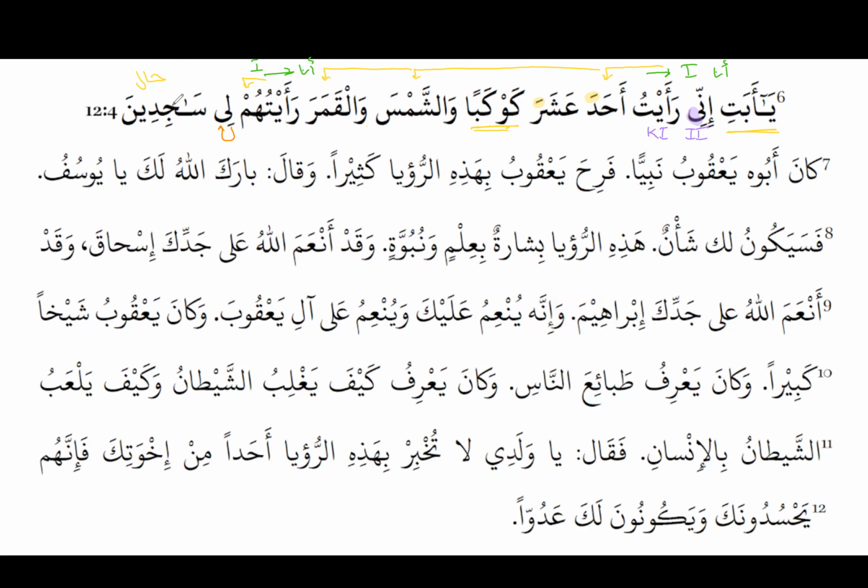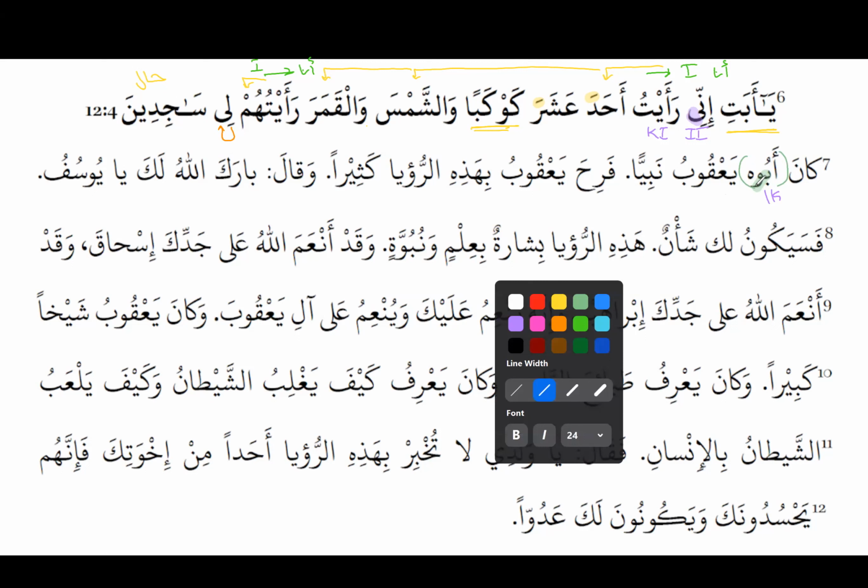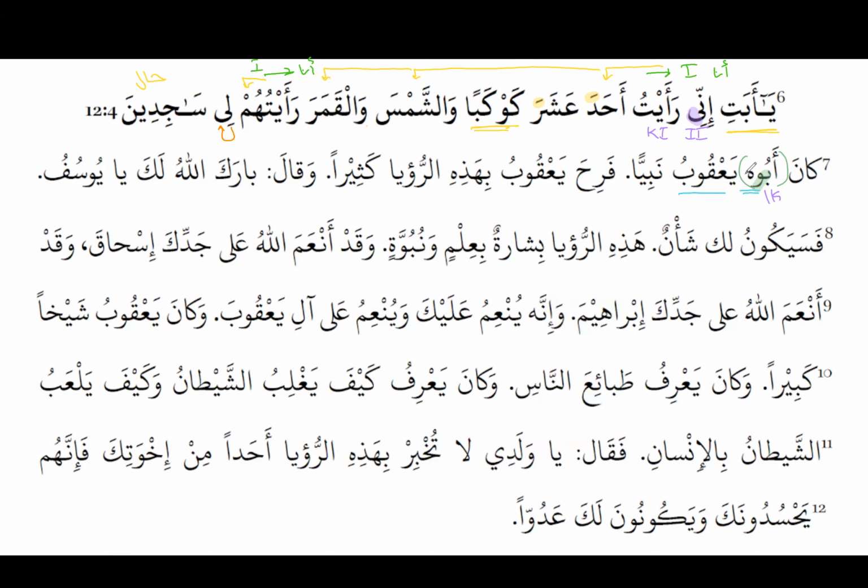Kana abuhu Yaqubu nabiyan. So here we have a simple jumla with kana, the modified nominal sentence. Our ism kana is abu, so it's ism kana. The waw is the sign for the rafa case here, right? We see the waw here. It's also an idafa because abuhu was possessive. Indeed, his father Yaqub. So Yaqub here is what we call badal, but as we know right now, we're just saying this is a sifa, and mawsuf, and nabiyan is our khabar kana. It's in the nasb case. So his father Yaqub was a prophet.